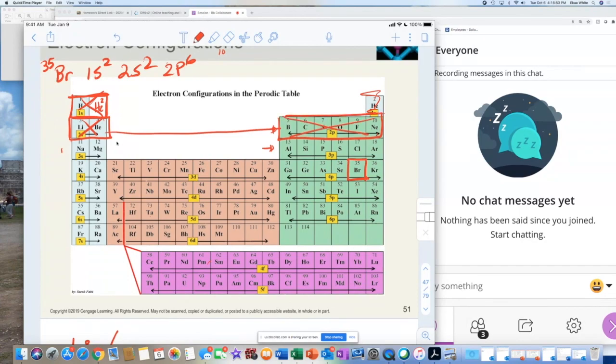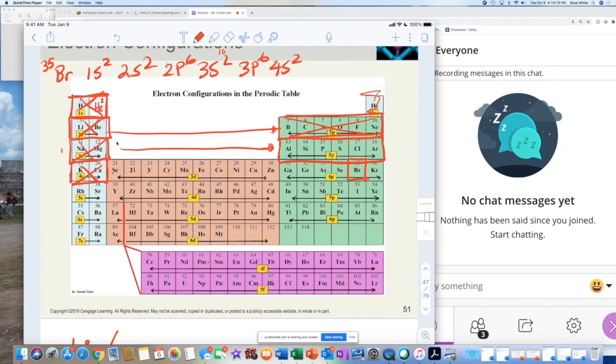What's next? 3s2. Now this is full, so we go to the right. Then 3p6. Now that level is full. We go here: 4s2. Then where do we go next? And then 3d.